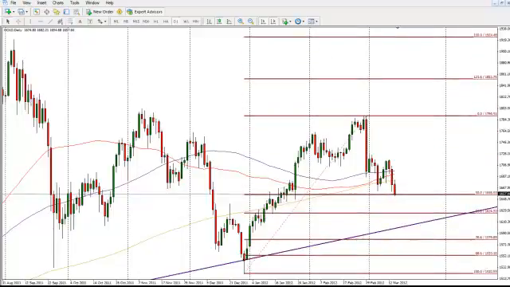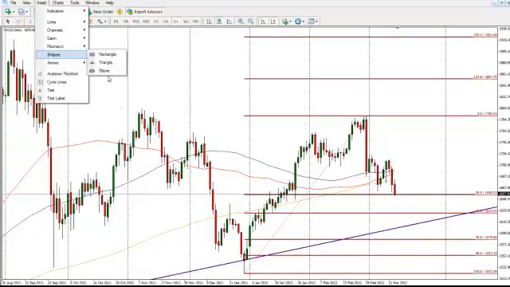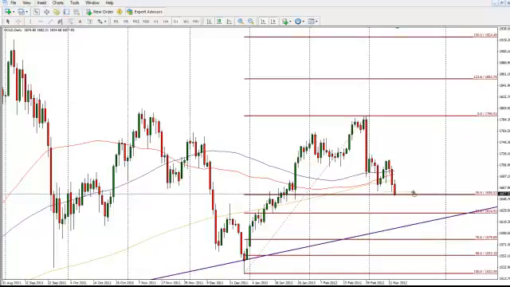Surprise, surprise, it's testing this key 50% area. I spoke about previously the 38.2, which did hold, but this is a prime example why I don't really like using the 38.2. So that was around that area there, and you can see it bounced up a bit, but then it's just come back down. This is a much more key level for me personally.